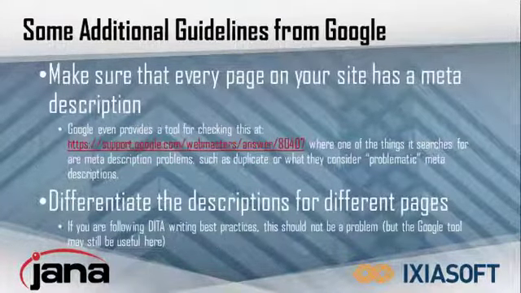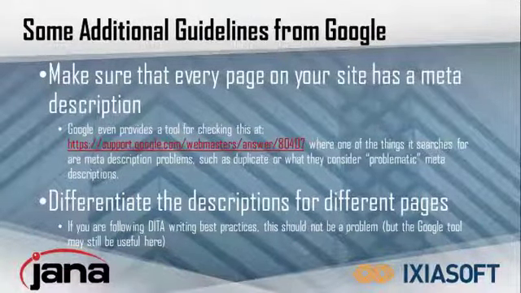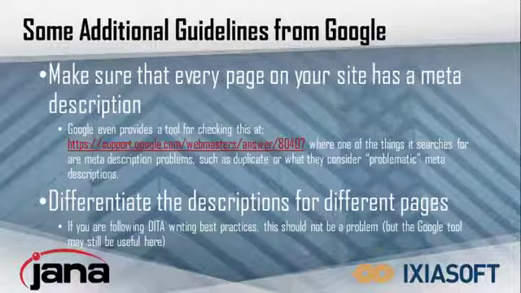One of the ways you can help ensure that you drive traffic to your tech docs is to make sure that every page on your site has a meta description. And the nice thing is that Google provides a really nice tool for checking this. There's the URL for it there, and you can jot that down, but keep in mind this is recorded, so you can come back to this later if you like. It searches for a number of different things on your website, but specifically for things like meta description problems, such as duplicate versions.